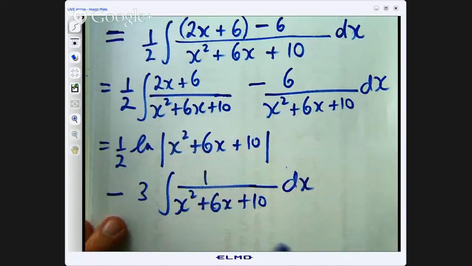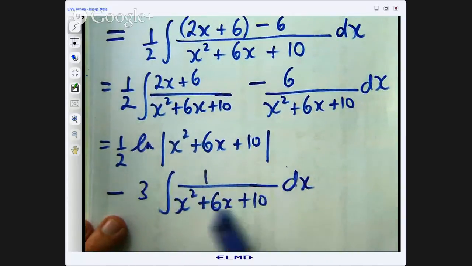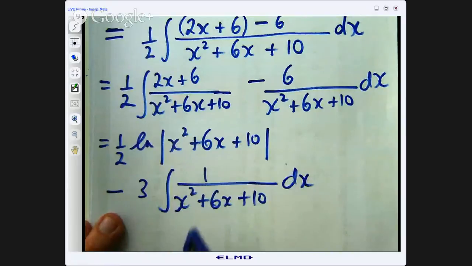Okay, so the question now is, I've got the first part. What do I do with that? I can't factor the bottom, but what I can do is complete the square. I can complete the square and then use something like an inverse tan on the integral. So how do you complete the square?